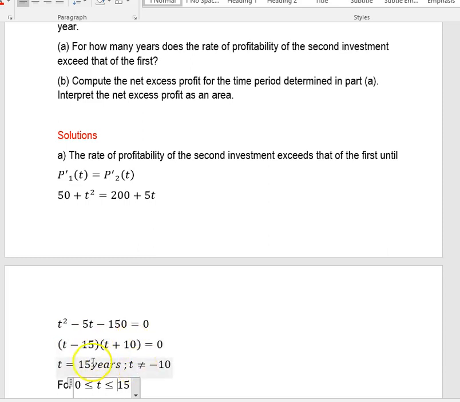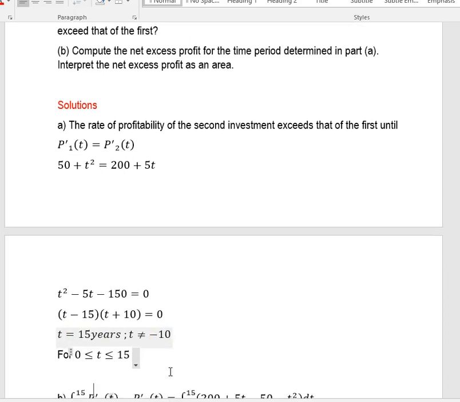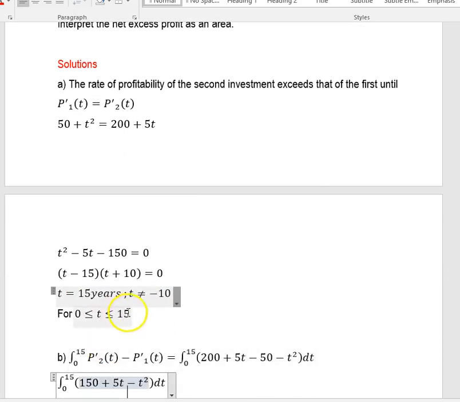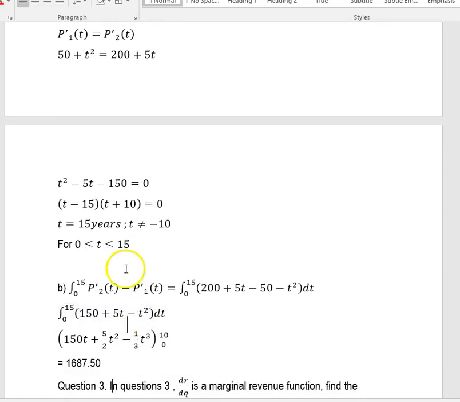And then from there, if you solve for t, t gives us 15 or minus 10. Or we'll rather take 15 because it's feasible to have positive years and not negative ones. So 15, it will take 15 years for the second investment to outweigh the first investment in terms of profitability. That's how to find the excess profit time factor.